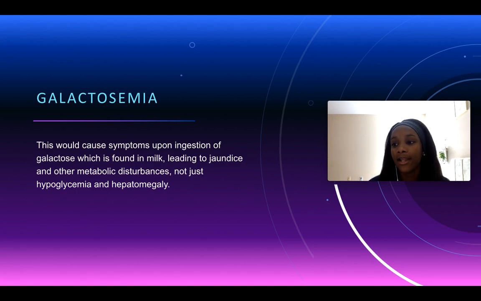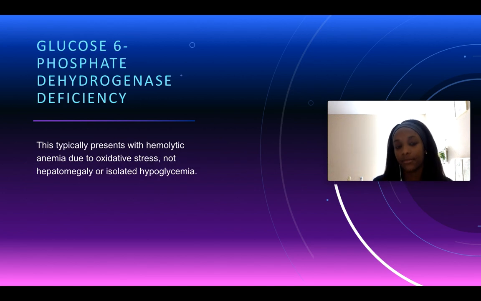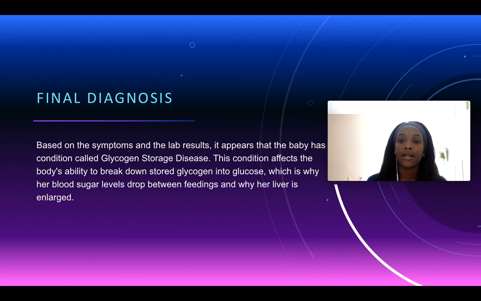And it doesn't say anywhere in the labs that the infant was experiencing any of these other symptoms besides the hypoglycemia and hepatomegaly. So we can rule that out as well. We have glucose 6-phosphate dehydrogenase deficiency. This typically presents with hemolytic anemia due to oxidative stress, enlarged spleen, jaundice, and paleness, not hepatomegaly or isolated hypoglycemia. So we can rule that out as well.